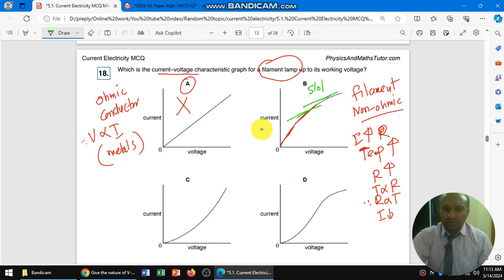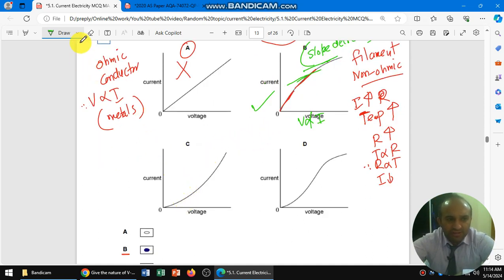If the slope, or gradient, decreases, it means the current decreases for each unit of voltage. So V is not proportional to I at this moment. That's why the graph curves over. So the current decreases, and the B option is for the filament of the light bulb.